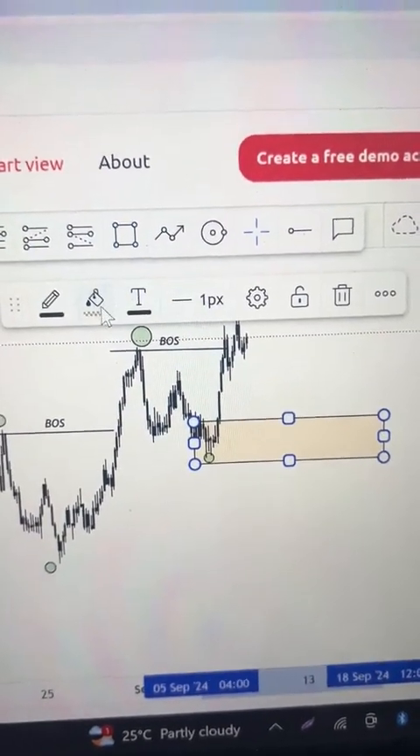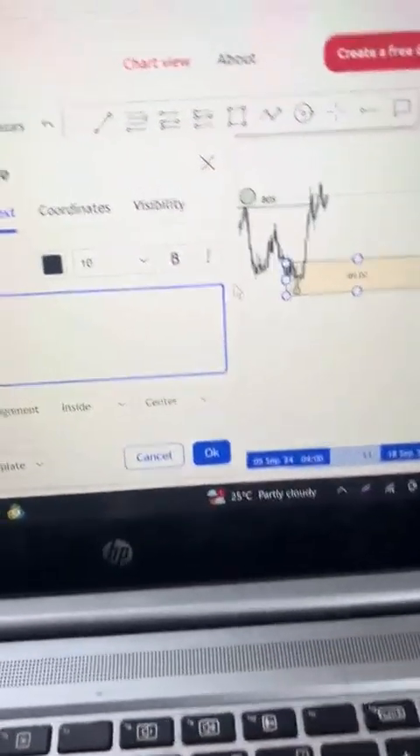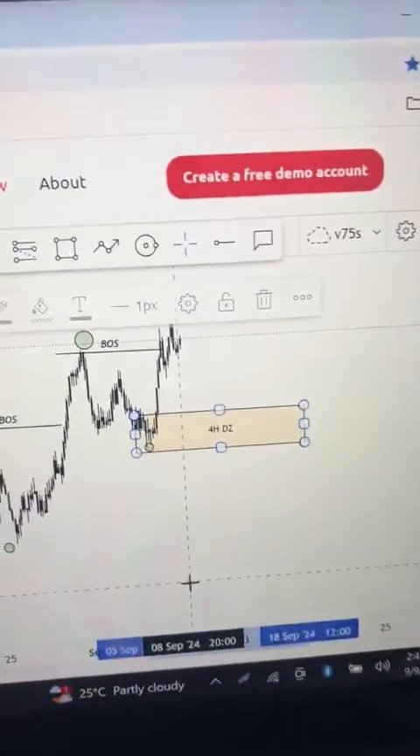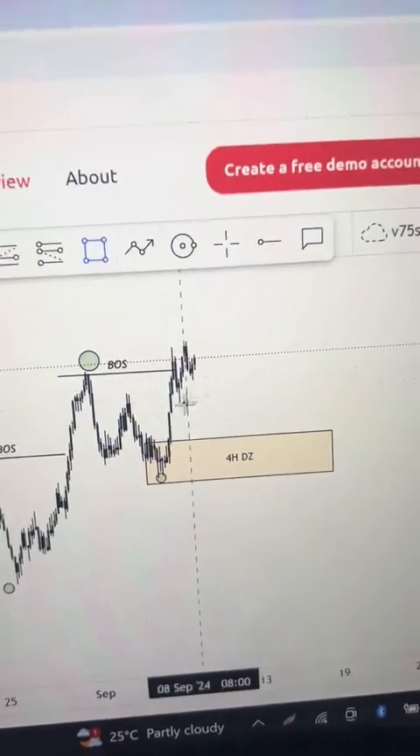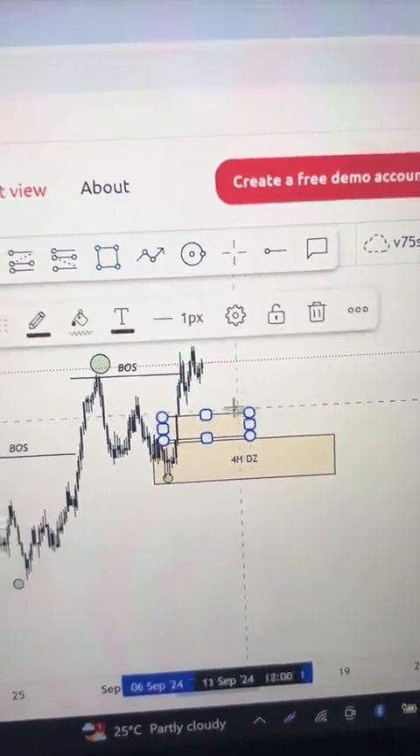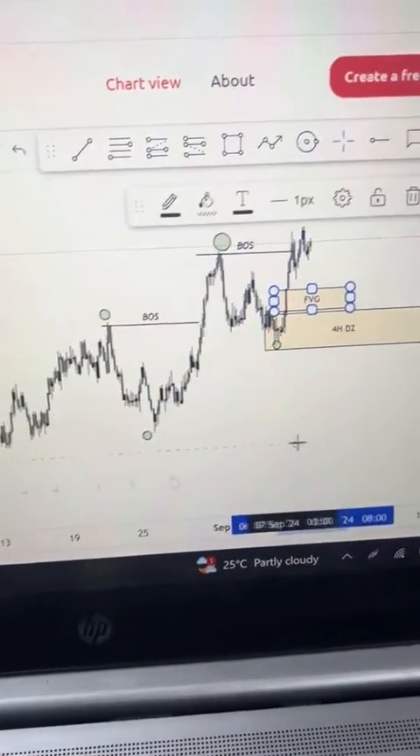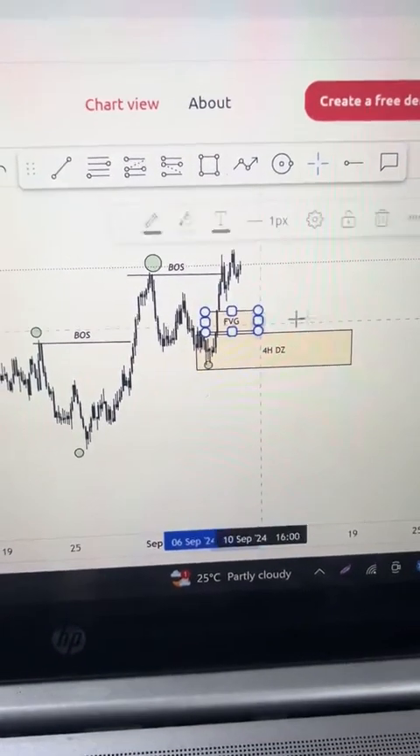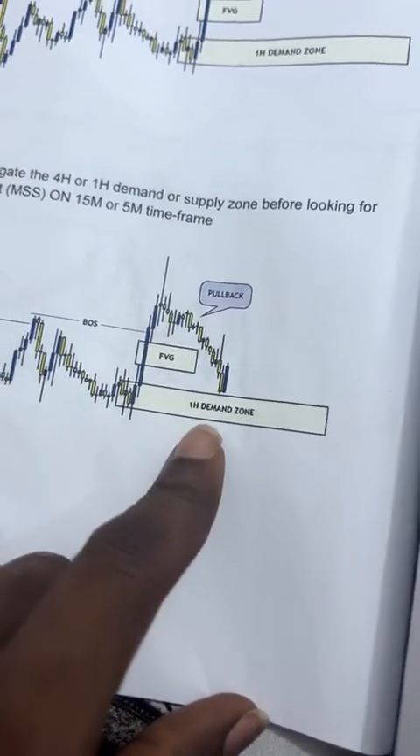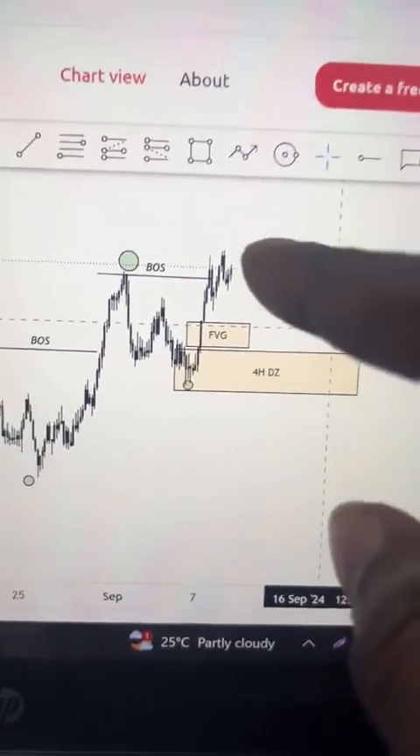Let me name this 4-hour demand zone, just like this. You can see, we also have an impulse move that breaks this structure. It must break. Then we have a fair value gap there. Let me name this FVG. Don't forget, we're analyzing. Now the next thing is to wait for price to mitigate that 1-hour demand zone or 4-hour demand zone. But where we are currently, the price has not mitigated.